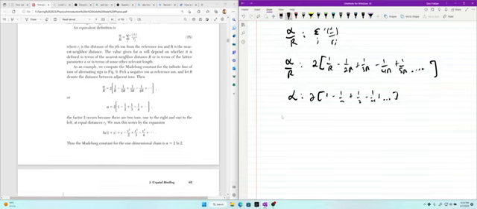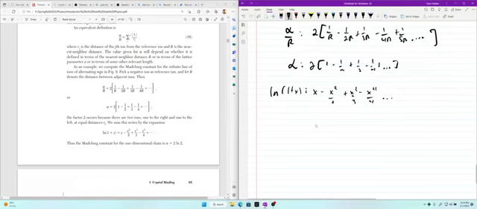we can use the expansion of ln(1 plus x), which is x minus x squared over 2 plus x cubed over 3 minus x fourth over 4, and so on. And then we can make x equal to 1. So we basically get alpha is equal to 2 ln 2. Boom. So that's for a 1D chain.